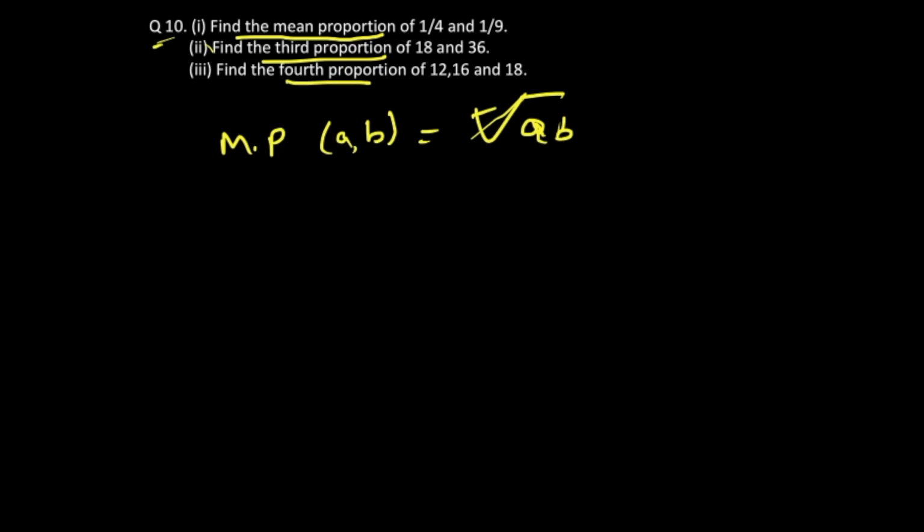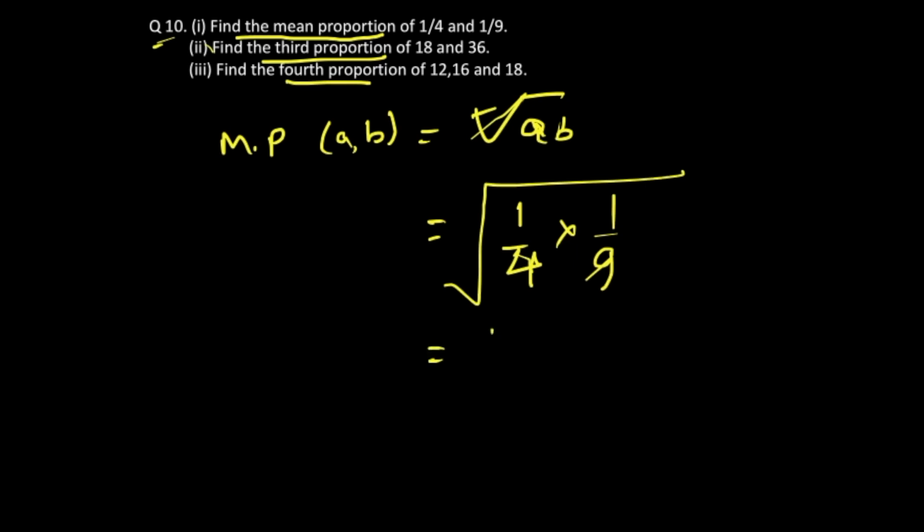Here the two numbers which are given to us are 1 by 4 and 1 by 9. So 1 by 4 into 1 by 9, and if you take the overall root of it, you will get the mean proportion. So the root of 1 by 36 would give you 1 by 6, taking the square root of 36. So this becomes your mean proportion.